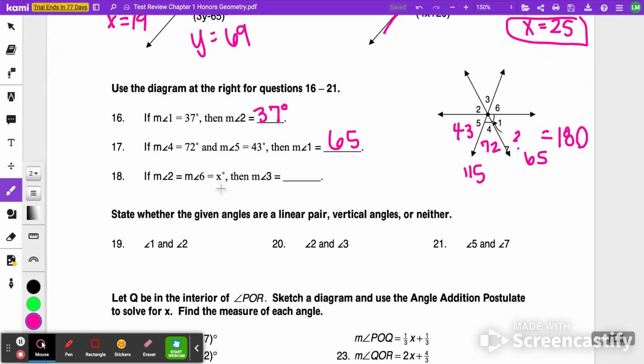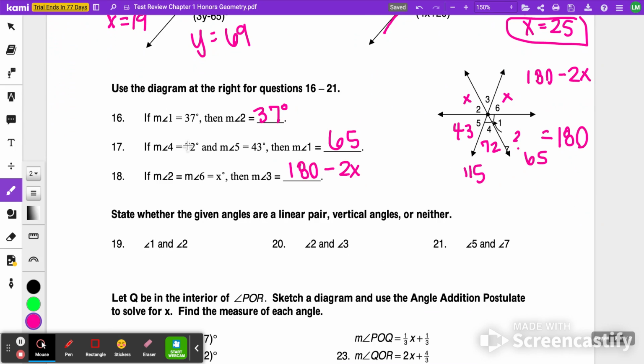And then our last one, if the measure of angle 2 equals the measure of angle 6, which is equal to x, then what would be the measure of angle 3? The measure of angle 3 can be found if we take 180 and subtract 2 of those x's. So this one, we just have an expression here. We don't necessarily know if 3 matches 2 and 6, so that's why we're going to take 180 and subtract 2x.